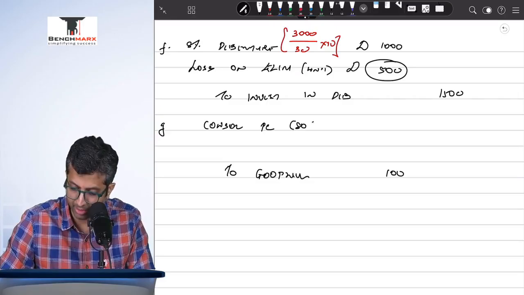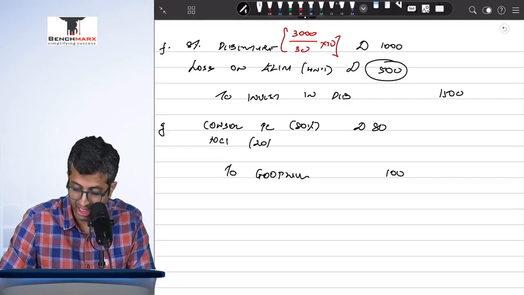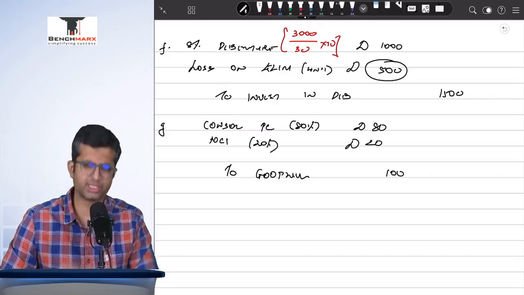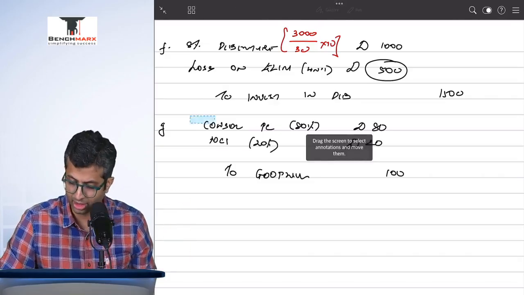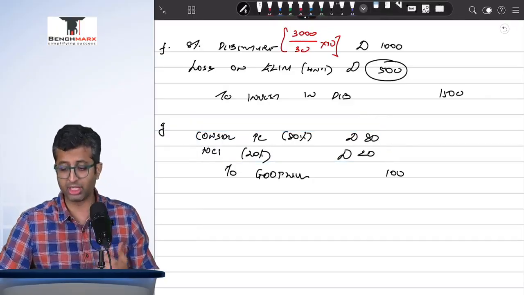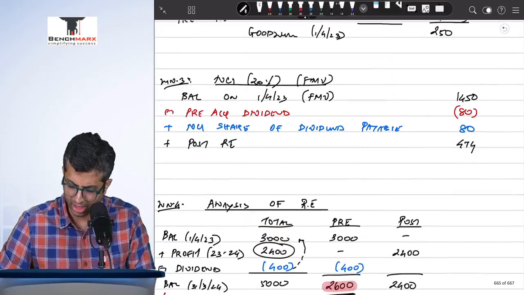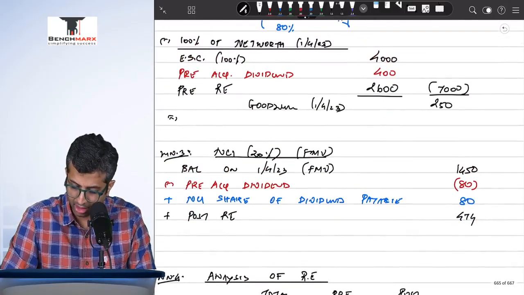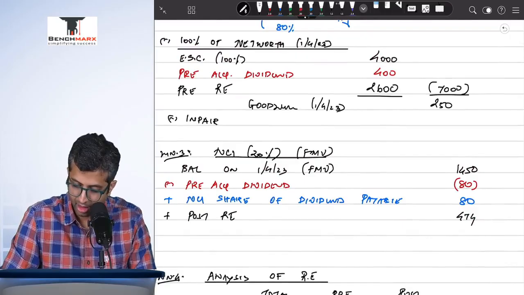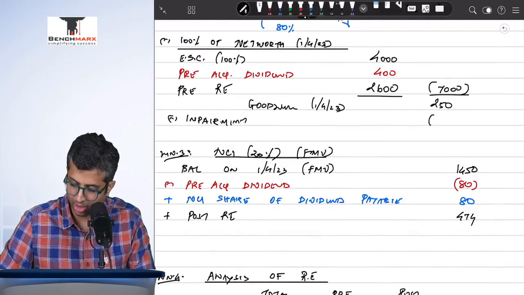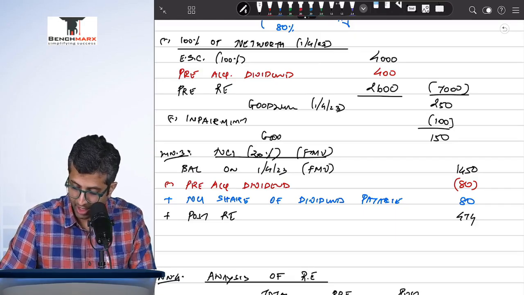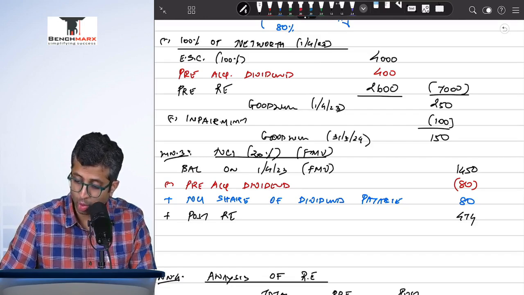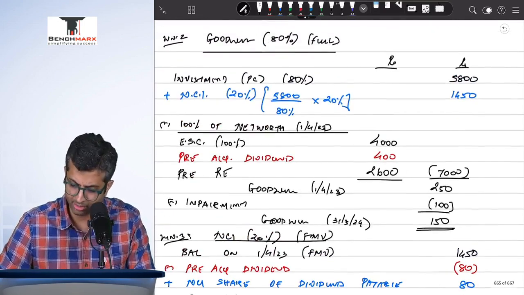This will be 80% of the loss. This 80 will go over here. NCI also has a share in the goodwill, and hence 20% of the loss will be borne by the NCI. You can even take this in the analysis of the reserves working, where you could ultimately give 80-20. So over here there will be less goodwill impairment. Let us say your impairment will be 100, and hence your goodwill on 31st March 24 will be around 150, which is remaining.